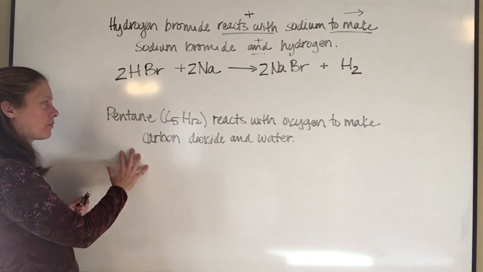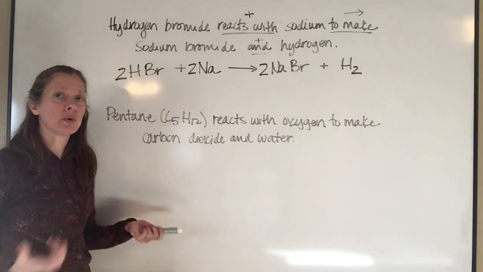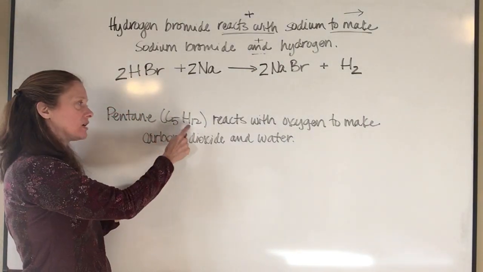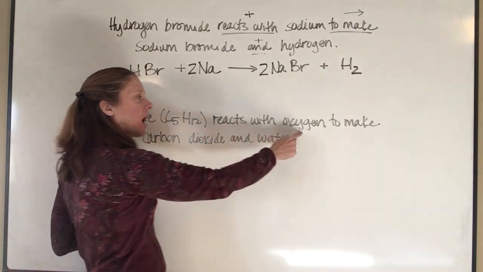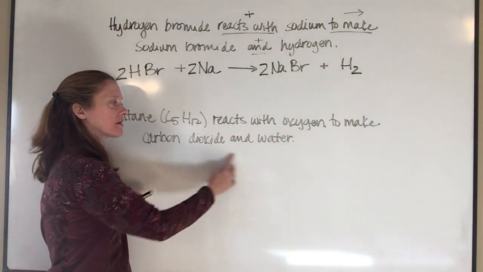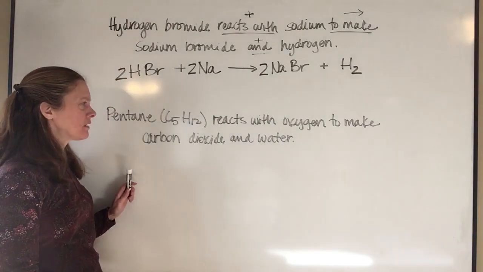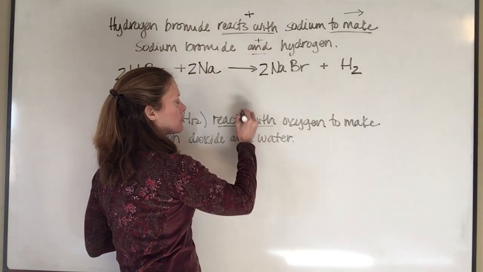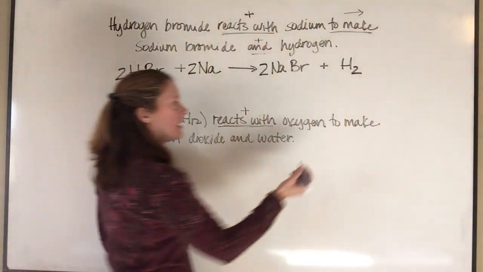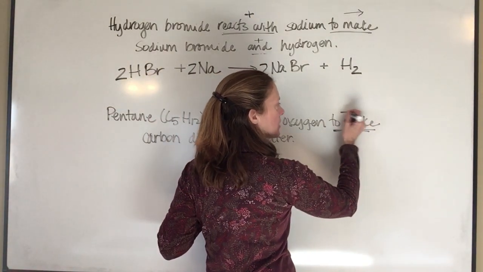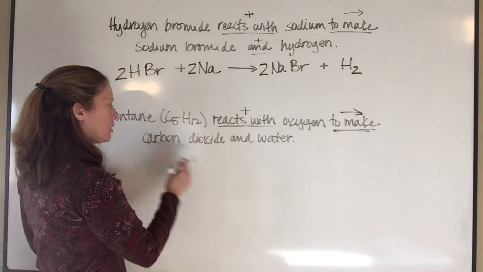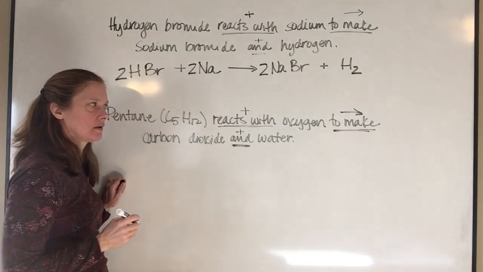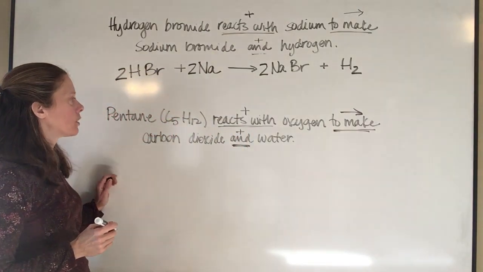Finally, the second problem here, pentane. Now you would not know what pentane is, so I'm going to give you the formula for that. C5H12 reacts with oxygen to make carbon dioxide and water. So let's look for our keywords in here. Here's our reacts with, and remember, that's just like a plus sign. Here's our to make, and so that's where the arrow is going to go. Carbon dioxide and, so that and is also going to be a plus sign. So that's where our symbols are going to go.